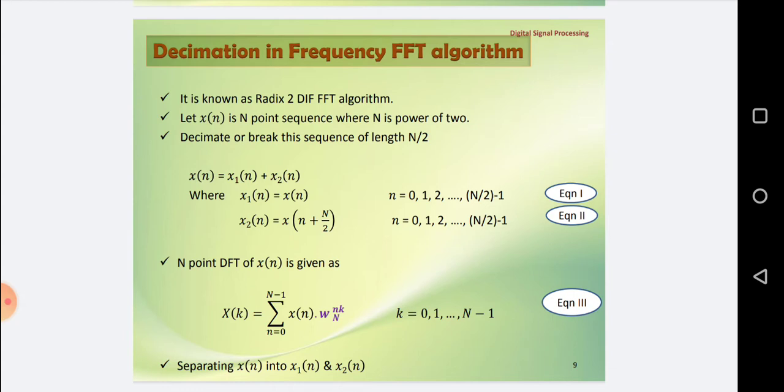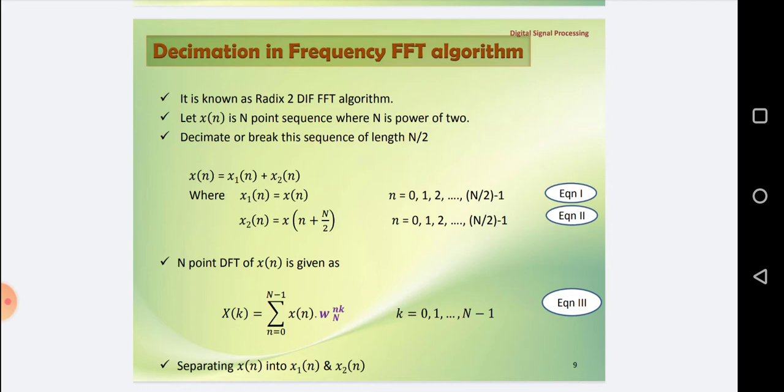smaller subsequences. In this algorithm, the input sequence x of n is partitioned into two sequences, each of length n by 2 samples. So consider these partitions as x1 of n and x2 of n. So we can write x of n equal to x1 of n plus x2 of n. The first sequence x1 of n consists of the first n by 2 elements of x of n, and the second sequence x2 of n consists of the last n by 2 samples of x of n.